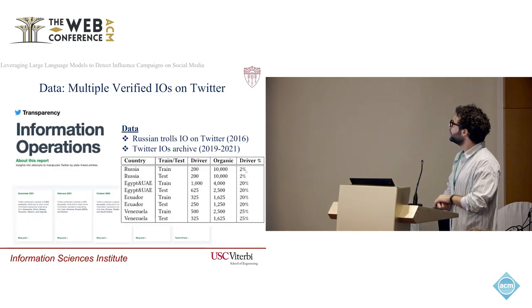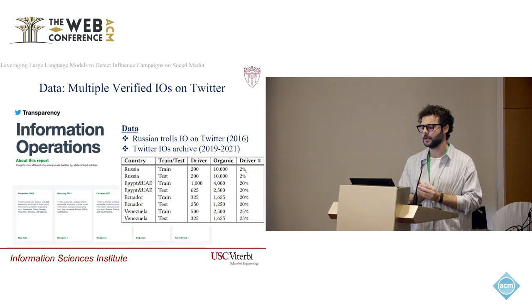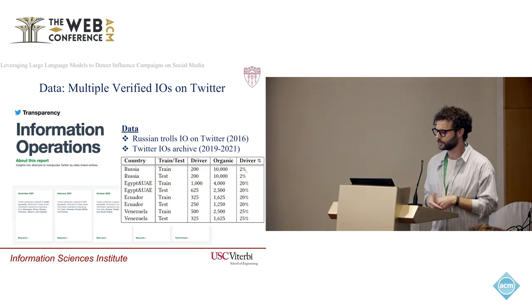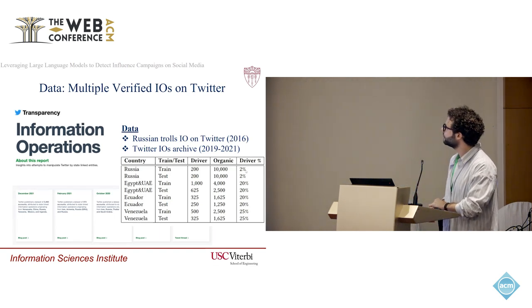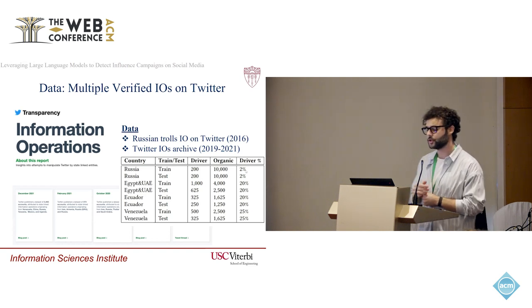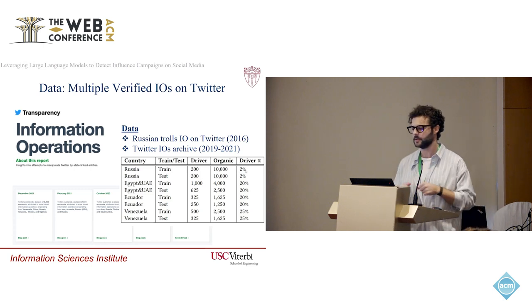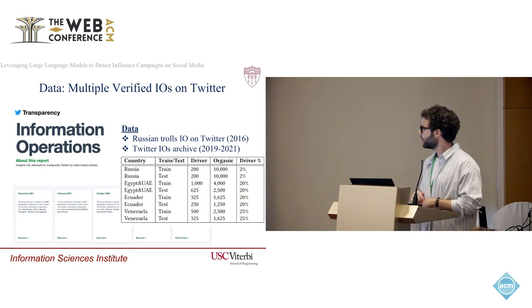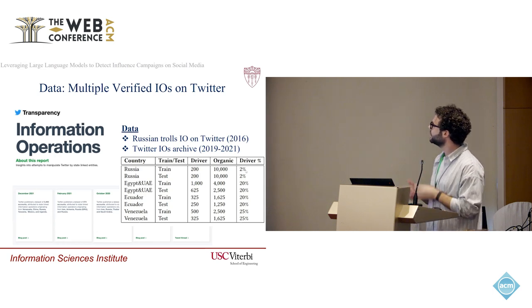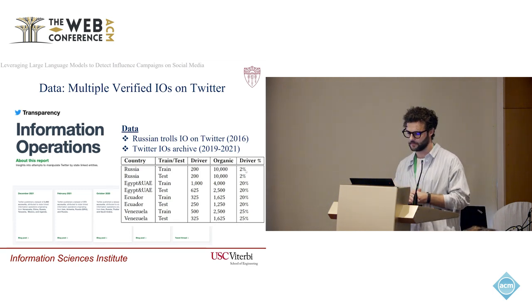So for this task and for this study, we leveraged two different data sets, both from Twitter. The first one is related to Russian trolls activity during the 2016 US election and Russian trolls interference during that time, and the second data set is from the Twitter Information Operation Archive, which is a collection of more than 100 influence campaigns carried out on Twitter that Twitter itself verified and defended in courtroom and in audits with the Senate. And within this data set, we also include campaigns from different countries, such as Egypt, Ecuador, and Venezuela.